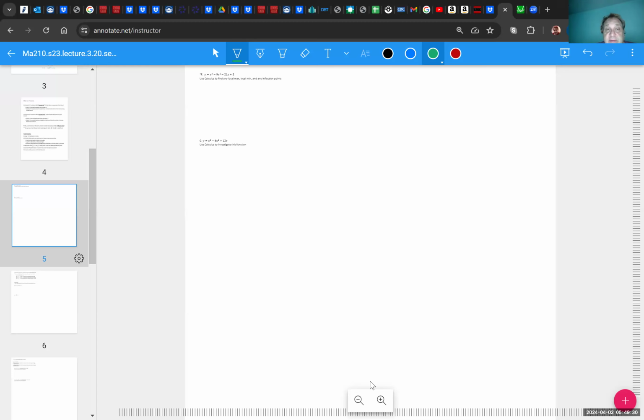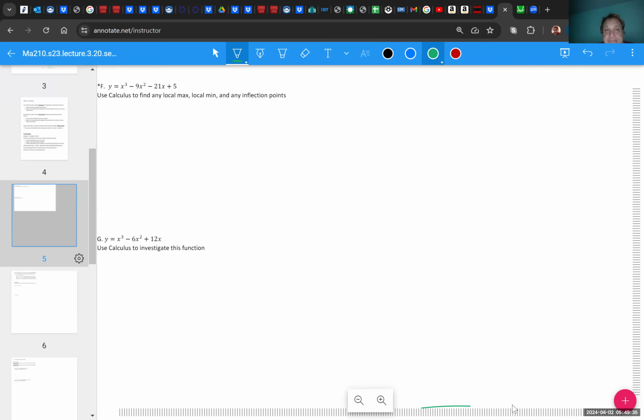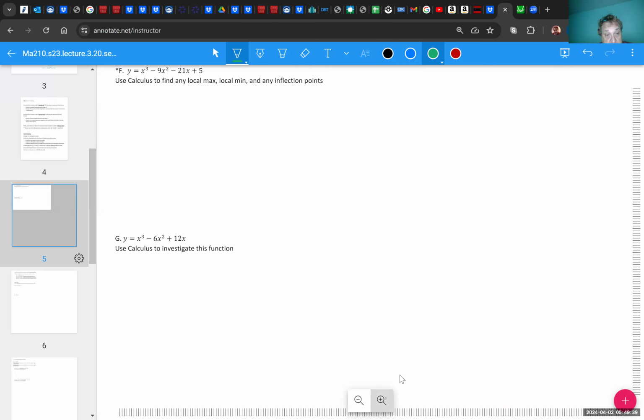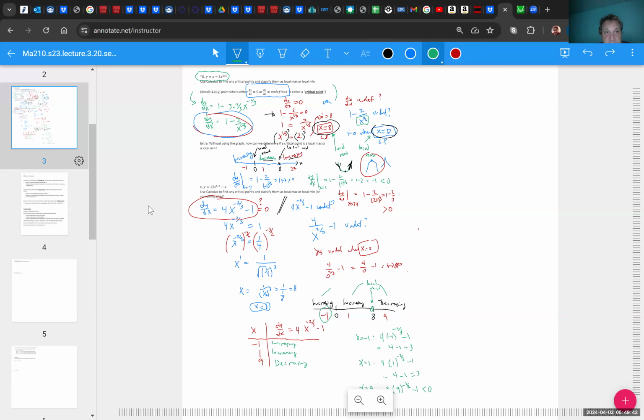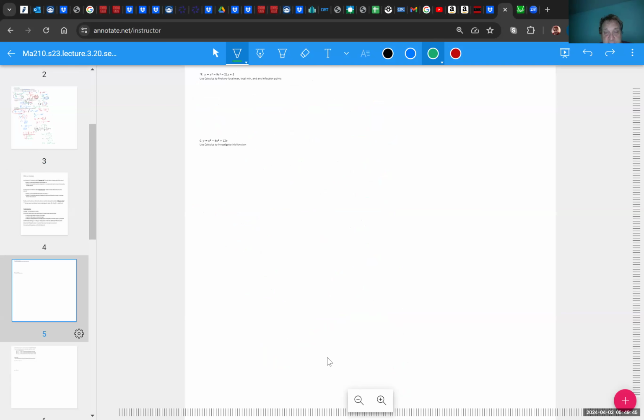Okay, so let's zoom in on this next page and see what our next example is over here. Okay, zoom, zoom, zoom. Oops. Apparently not zooming. Sorry about that.